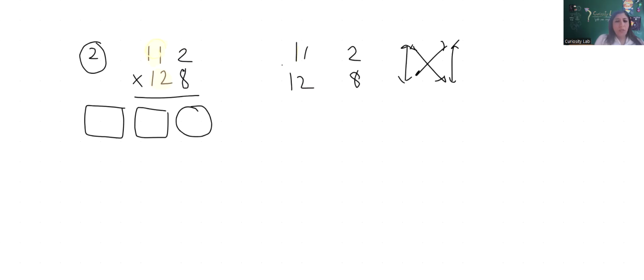8 times 2 is 16, but I can only put a 6 here since I have a circle for a 1 digit. This is 88 plus 24. Now, again, a lot of people say, I can't keep track of all these additions in my head. It's okay to keep track of it like that, which is, you're going to get a 2, 11, so you're going to get 112, but we have only 2 digits there. So you're going to put a 1, 2 here and a 1 here.